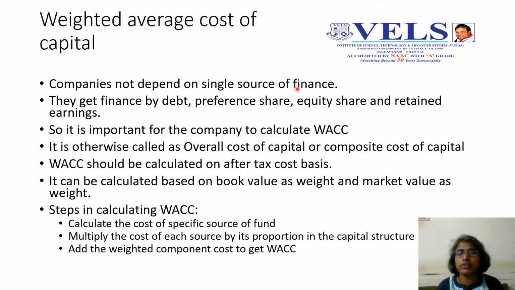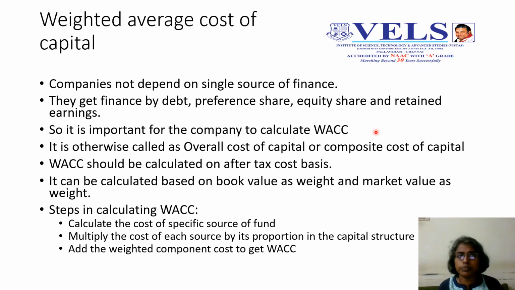All these things are different sources of finance that is available for a company. So they get financed by debt, preference share, equity share, and retained earnings. So it's very important for the company to calculate WACC. Calculating cost of debt is a separate procedure. So individually cost of debt alone we can calculate. Calculating cost of preference share is a separate one. Cost of equity again a separate one, and cost of retained earnings.